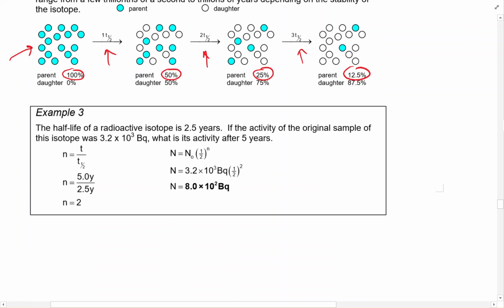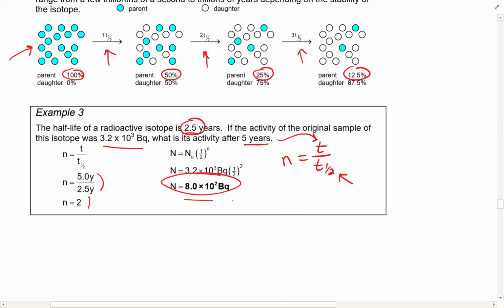Okay, so the type of question that you get says the half-life of a radioactive isotope is 2.5 years. Just while we're thinking about this, n is equal to time over time 1/2. The half-life of 2.5 years is the bottom number here. If the activity of the original sample of the isotope was this many becquerels, what is the activity after 5 years? Well, 5 years, that's the top number, right?